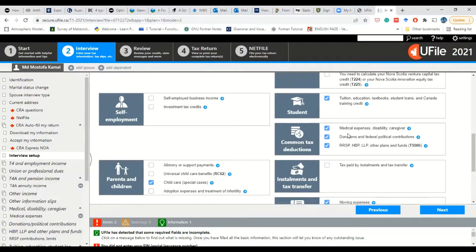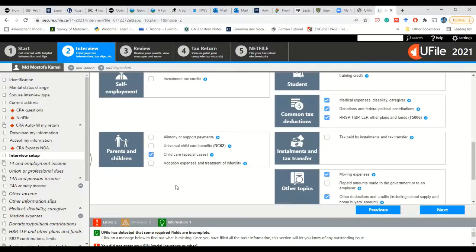And common tax deduction here. Now these are the sections where we will create some forms to claim our health and dental fees, as well as prescription drugs. And then another form for charitable donations or political donations. As you see here, federal political contribution. So you will create some forms where we'll report all that information. And then some people make some investment in a pension plan for their future, apart from the CPP contribution. In that case, you can create the forms here and report all that information.